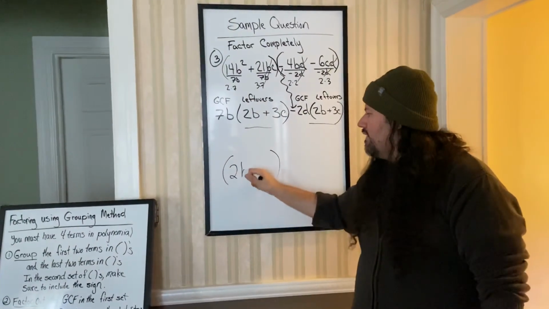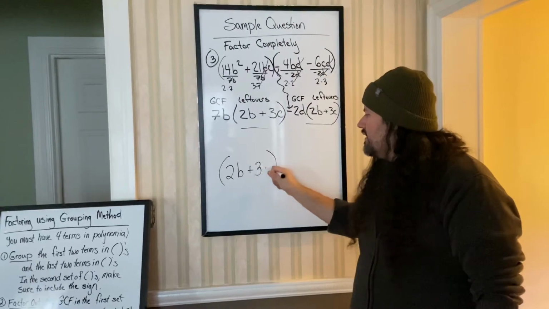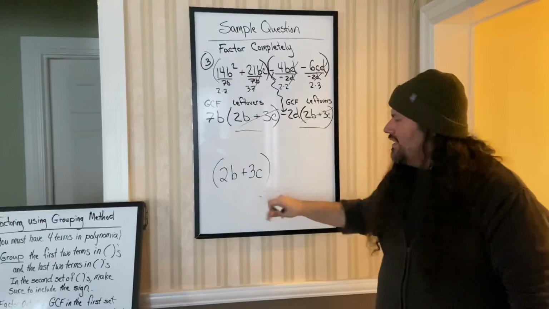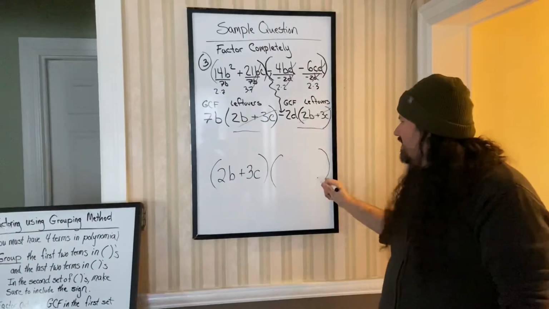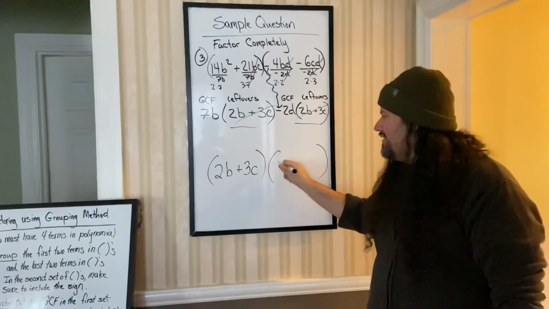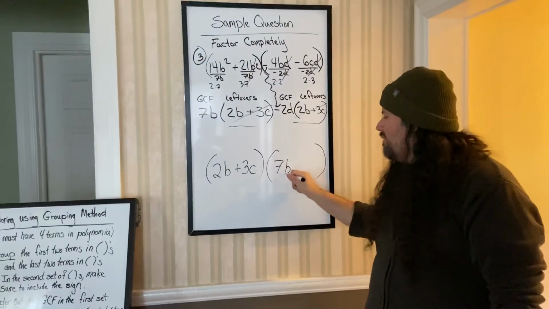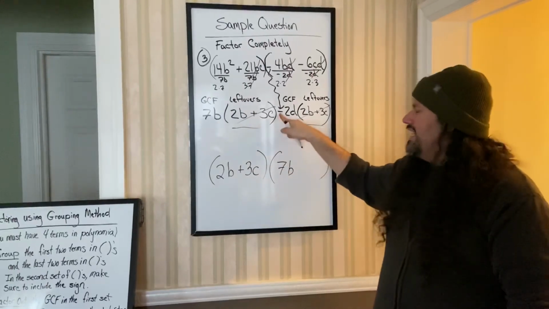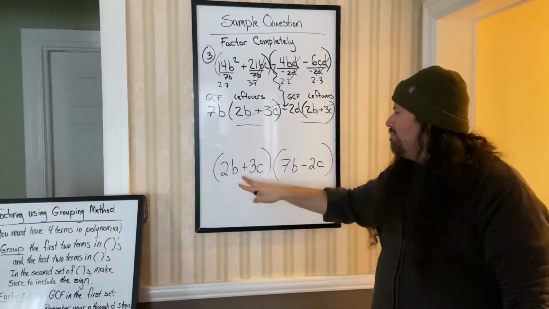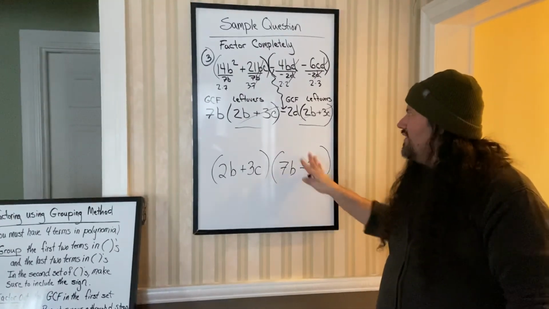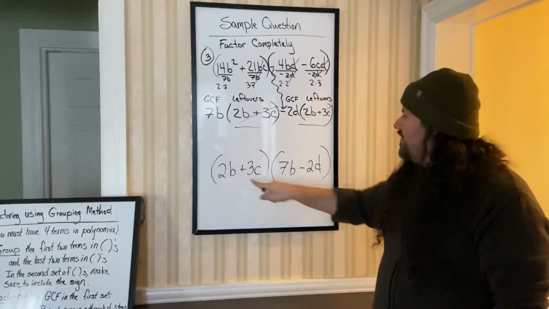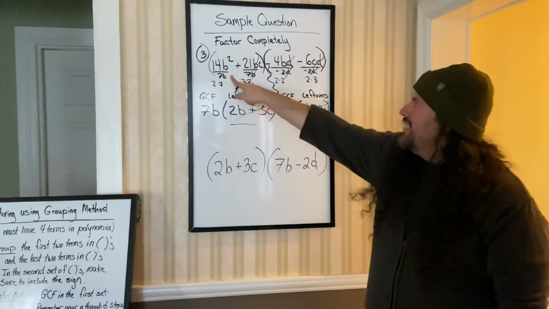The 2B plus 3C, just 1. Even though there's 2, you make it 1. And then the leftovers, the thing that you found in step 2 and step 3, they make up the other set of parentheses, another binomial. 7B, and then that's why we need the sign, negative 2D. Binomial times another binomial. If you multiply these two out, you're going to get this answer here.